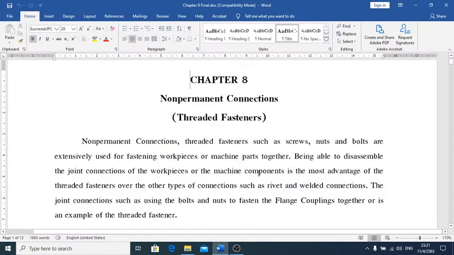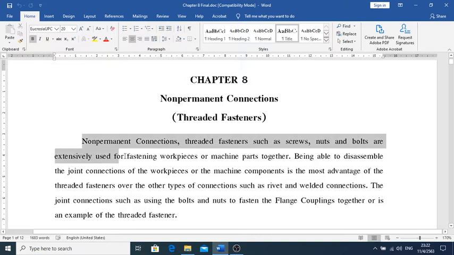Okay, let me start with chapter 8. It's going to talk about non-permanent connections. This type of non-permanent connection is the thread fastener. In the case of being able to disassemble the joint connections of a workpiece frequently, we use non-permanent connections like threaded fasteners, such as screws and nuts.